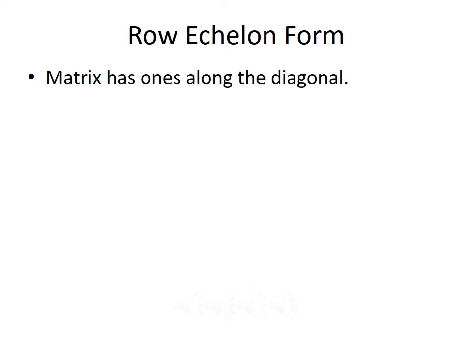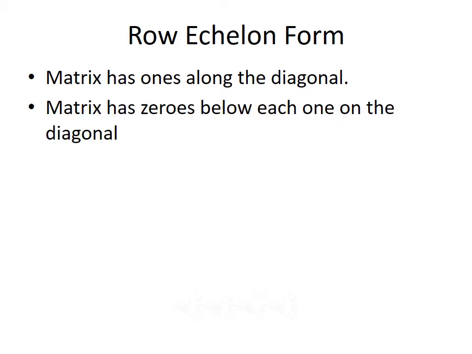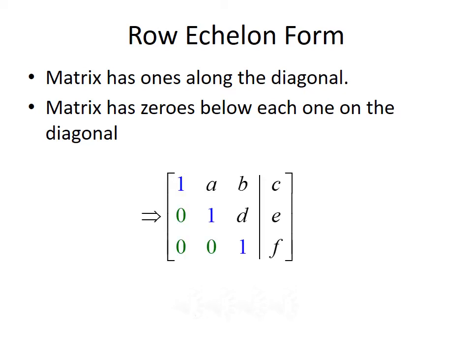A matrix that's in row echelon form will have ones along the diagonal, and a matrix that's in row echelon form will have zeros below each one on the diagonal. So here's an example of a generic matrix that's in row echelon form. Notice we have ones along the diagonal and zeros beneath each one on the diagonal.